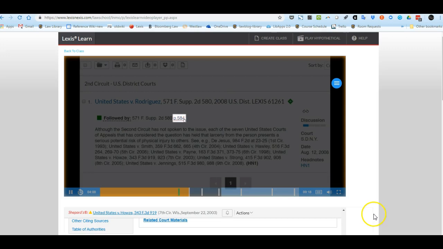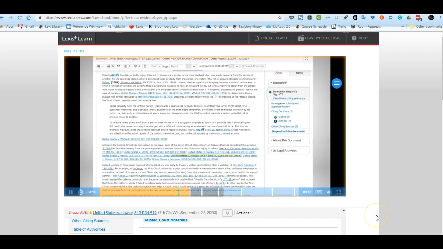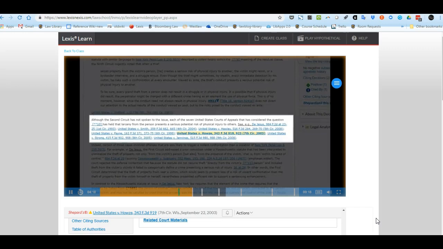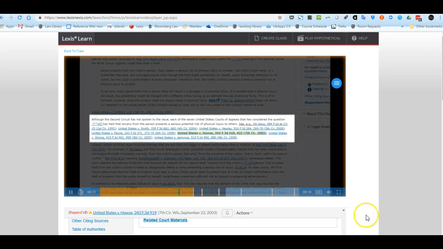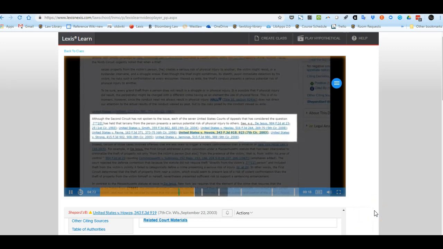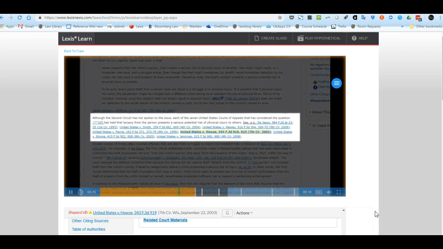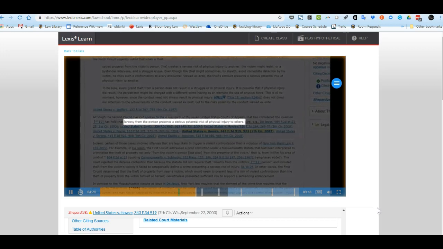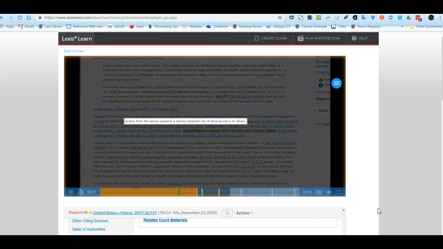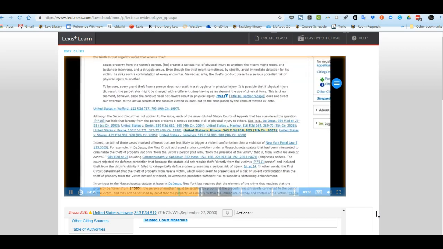When you click on a specific page reference, also known as the pinpoint page, you're taken to the point in the case where your case is cited. This case from the United States District Court for the Southern District of New York references Howes in the context that 7 United States Courts of Appeals have held that larceny from the person presents a serious potential risk of physical injury to others. Now you have a Second Circuit case in addition to the Howes case supporting the argument that theft from a person is considered a violent felony.